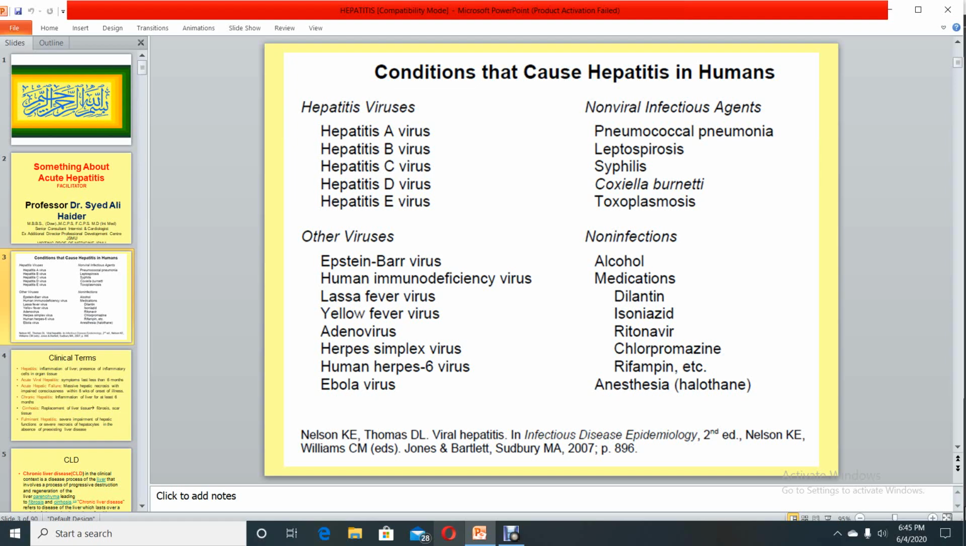Non-infectious causes: alcohol, medications, Dilantin, isoniazid, ritonavir, chlorpromazine, and ATT. All ATT can cause inflammation of the liver.